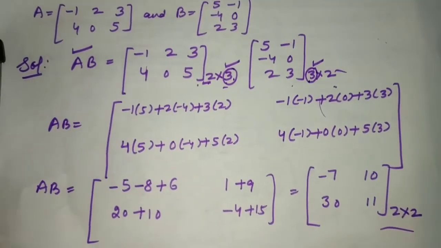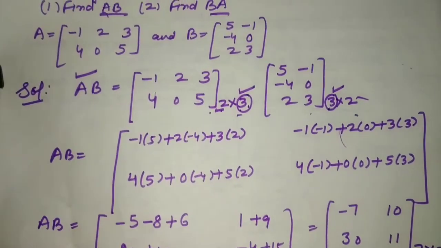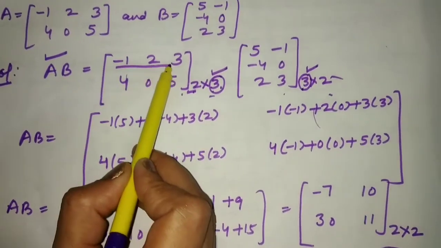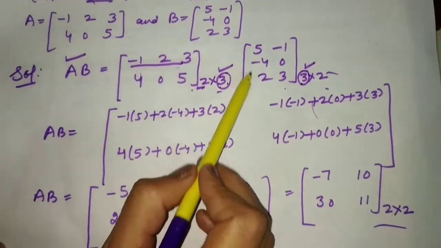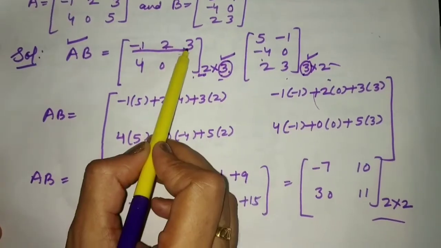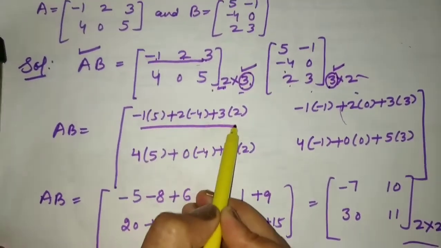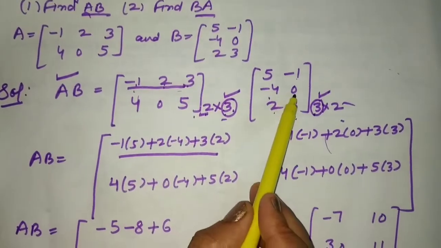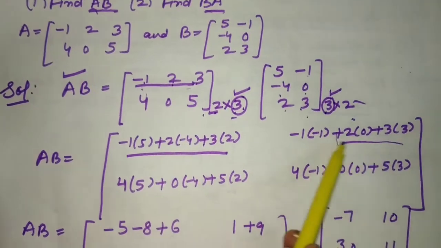That means we will find out that after multiplication, the new matrix has the order 2 into 2. How do we have to multiply? Firstly, we multiply the first row with the first column. That means minus 1 into 5, 2 into minus 4 and 3 into 2. That is written. The next is minus 1 into minus 1, 2 into 0 and 3 into 3. This I have written.